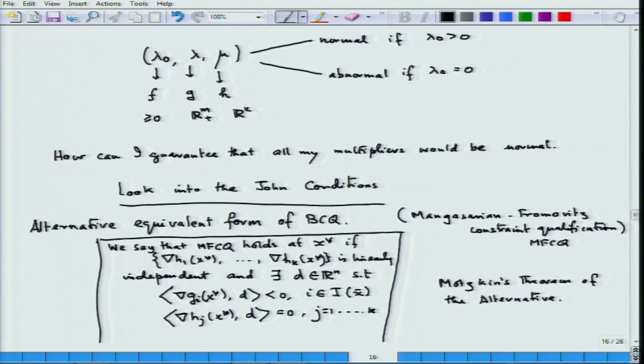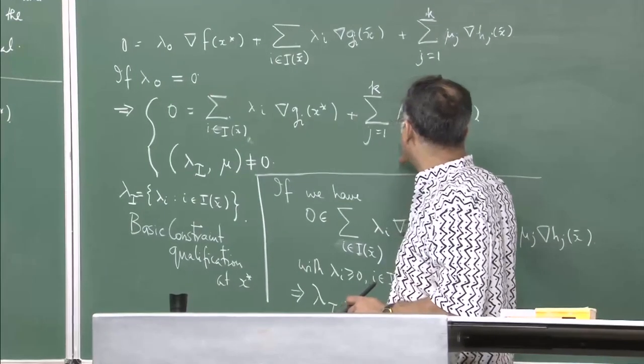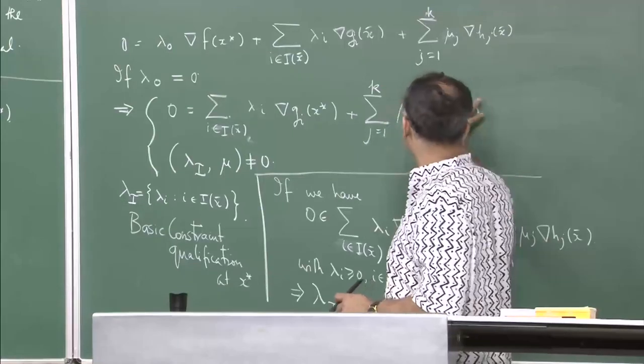Now we will apply Motzkin's alternative theorem to come to our conclusion, but please note one very important fact. This fact stands independent of what we are going to do, because this has to be linearly independent. Suppose these gradients are not linearly independent, they are linearly dependent, then there must be some mu j non-zero for which this is equal to 0.